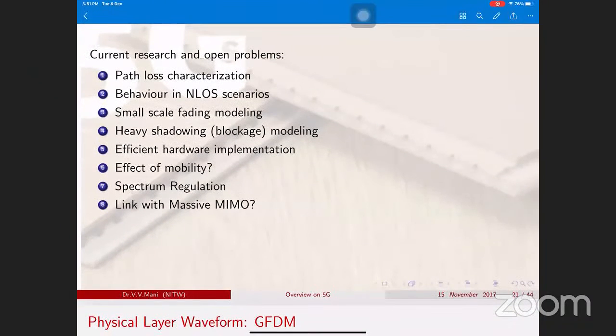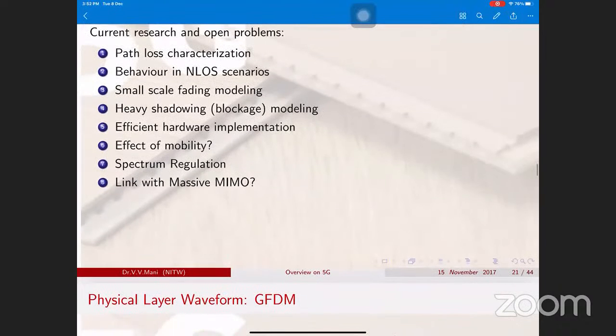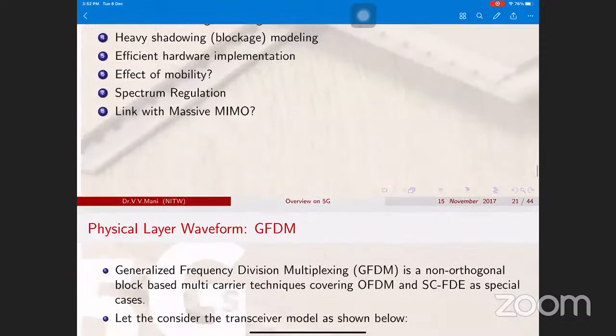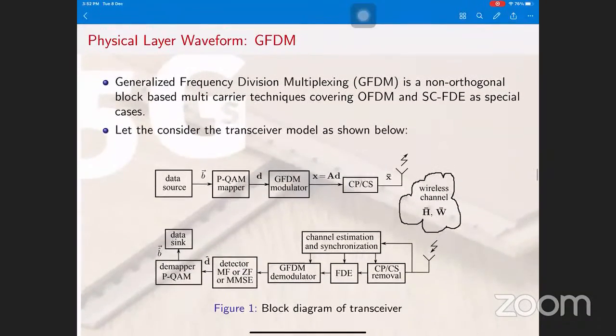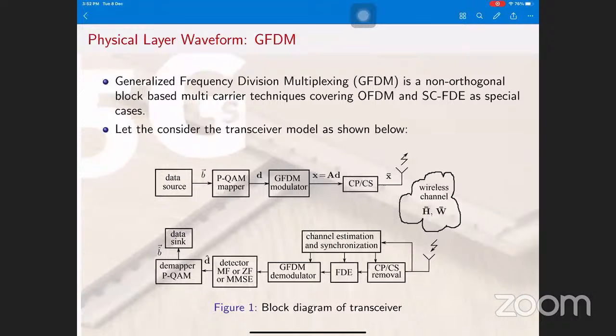And also small scale fading modeling, heavy shadowing modeling, and efficient hardware implementation, because in millimeter wave the bandwidth is more, so your sampling frequency is also much higher, right? So we need fast samplers. That's not possible in your devices. So that is the band where we use communication. Anyway, I'll tell you how millimeter wave communication is useful, and how we do the beamforming, in separate slides.